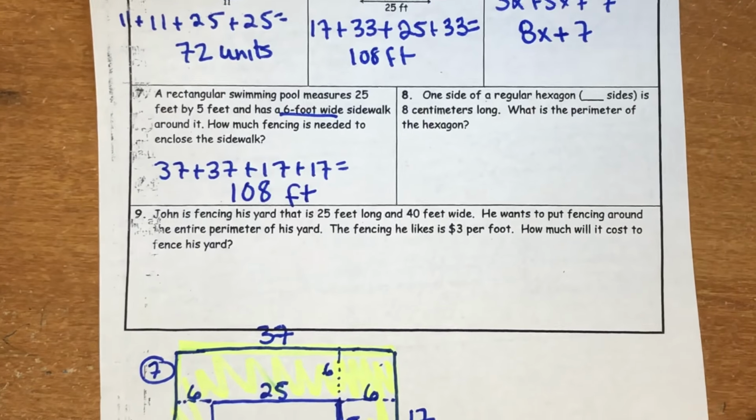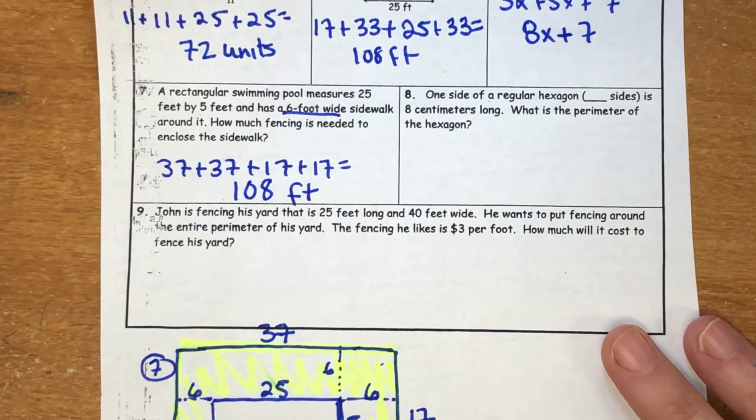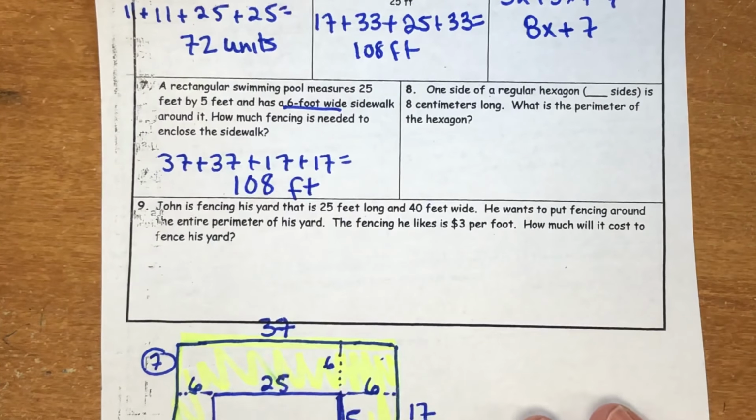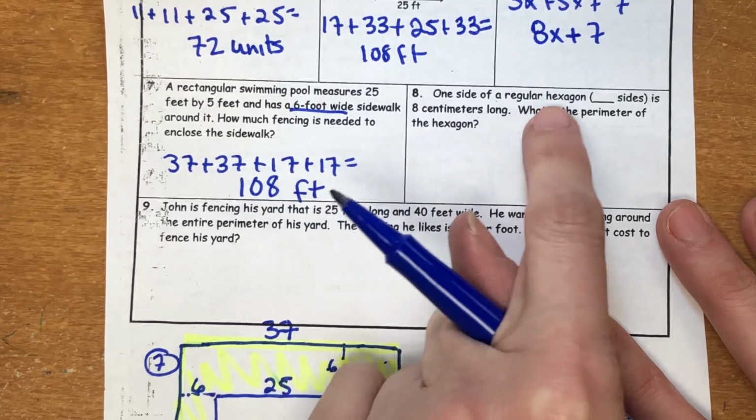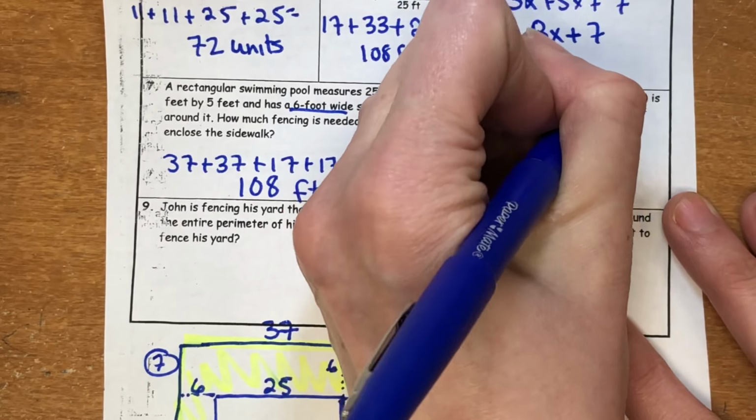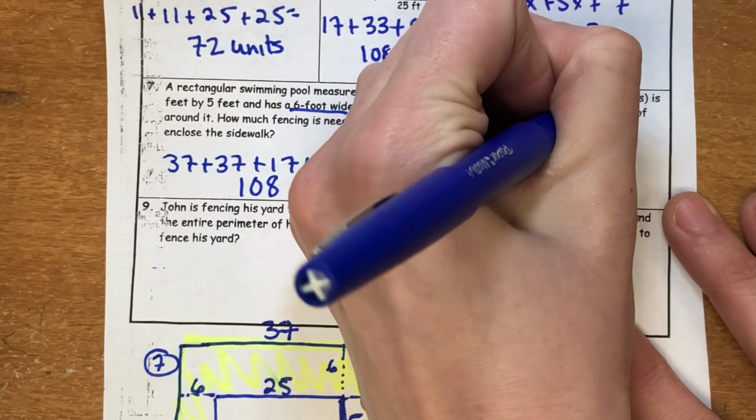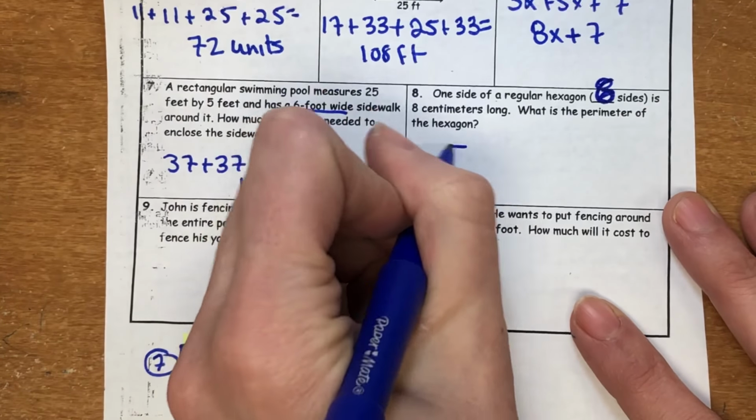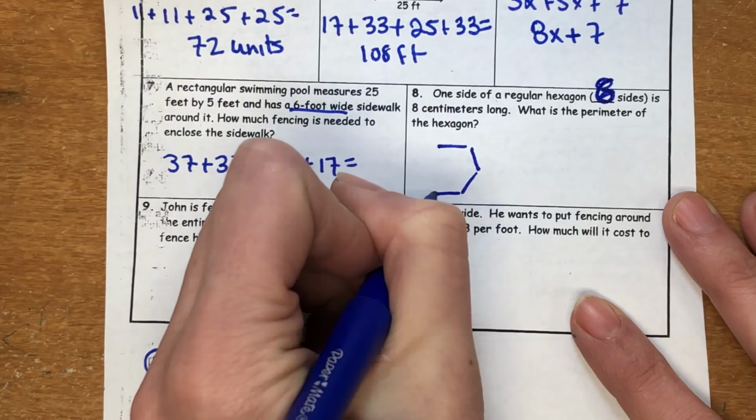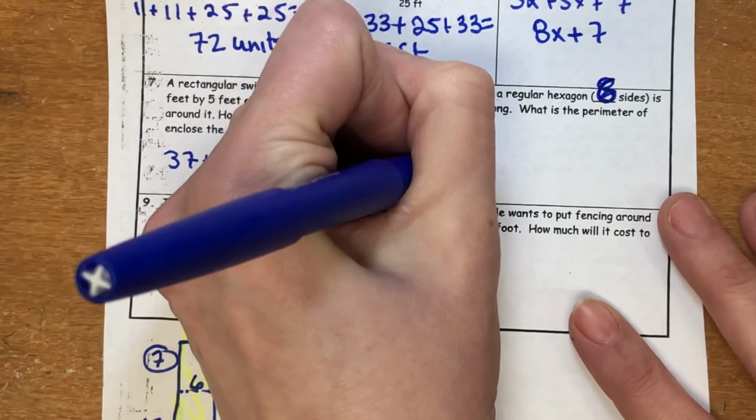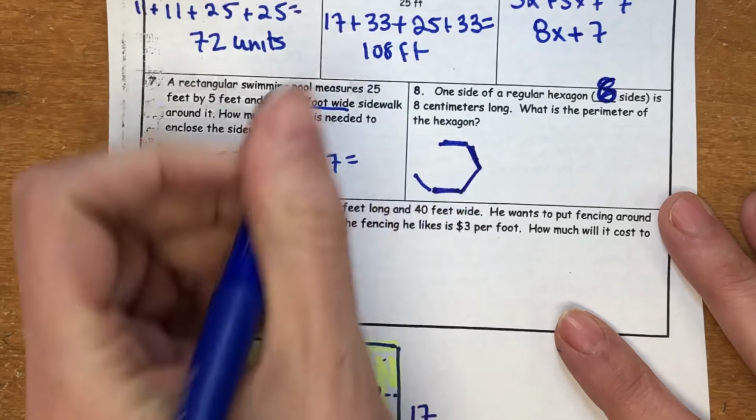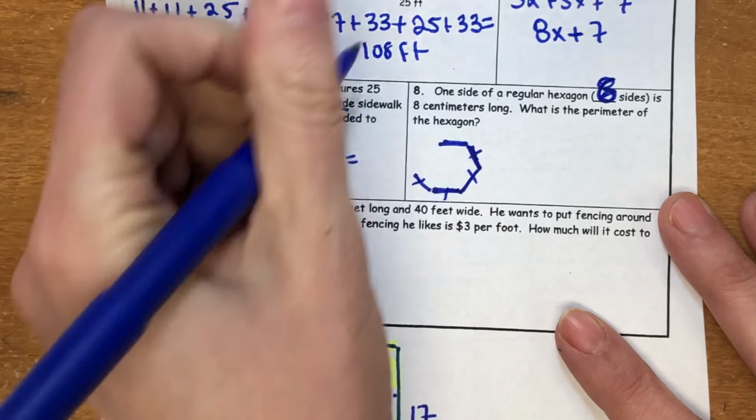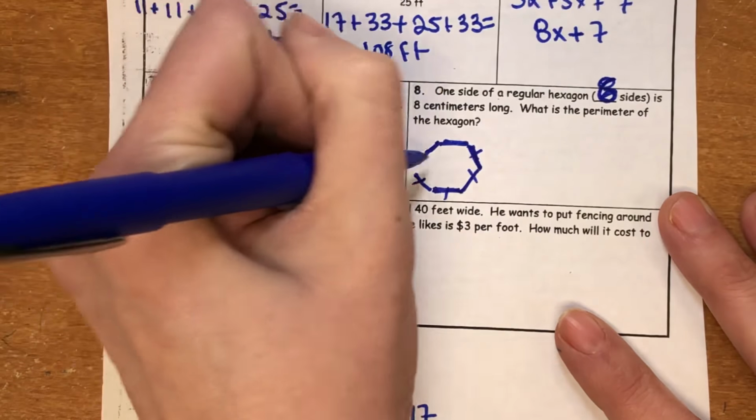All right. Number 8. I'm going to have you do number 8 and number 9 on your own. So basically, number 8, a regular hexagon. A hexagon has 8 sides. I'm sorry, 6 sides. So this is a hexagon if you draw it. A hexagon has 6 sides. 1, 2, 3, 4, 5.